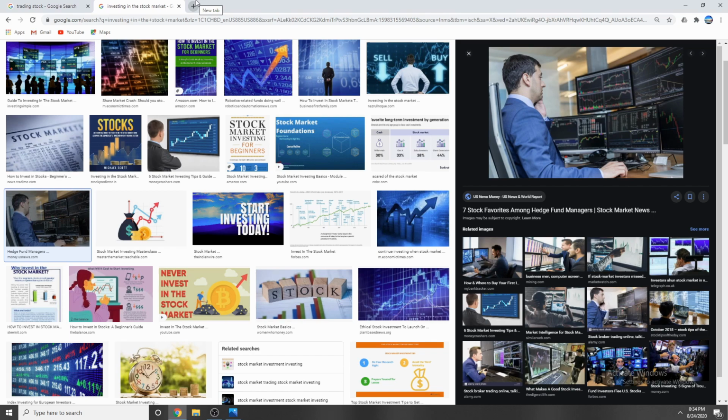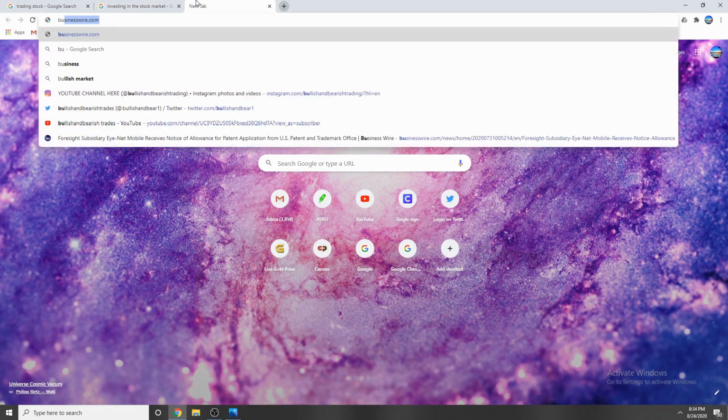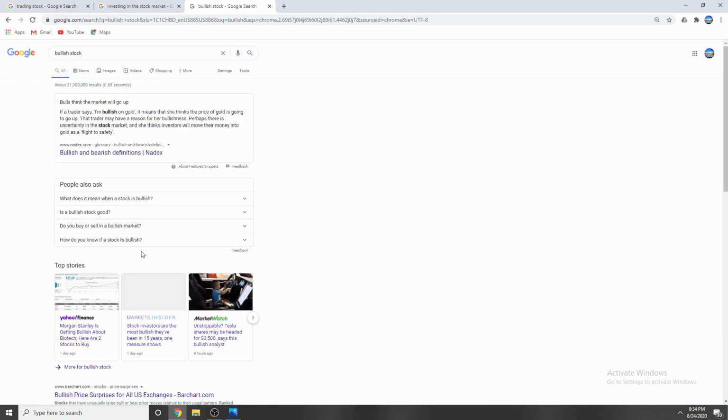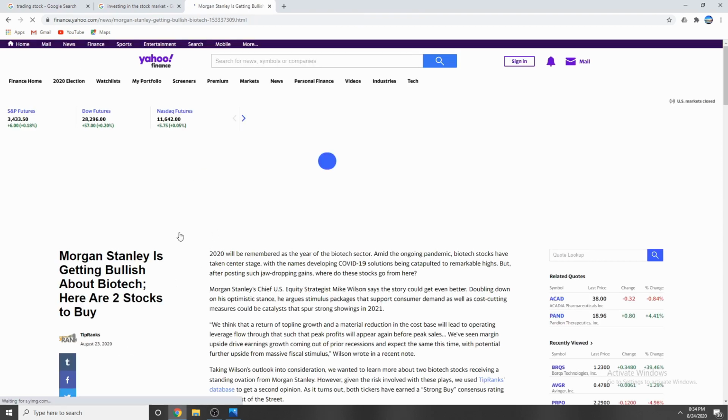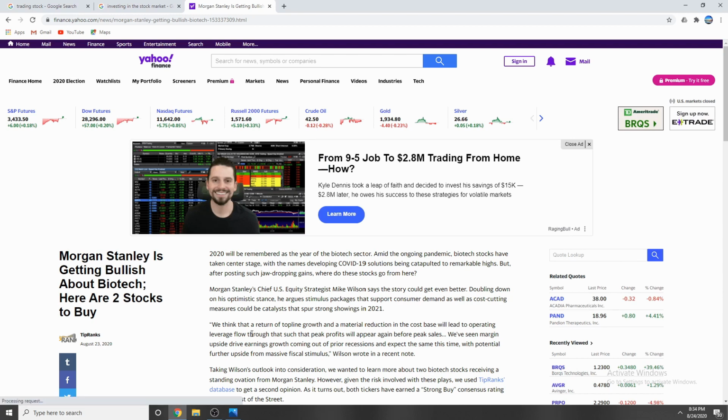The next key term is bullish. When you're bullish, it means that you are hoping for the stock to go up. That's basically in my title. Let's give an example right here. Morgan Stanley Bank is getting bullish about biotech. So they're bullish on the stock going up. They want the stock to go up, and they think that the stock is going to go up.